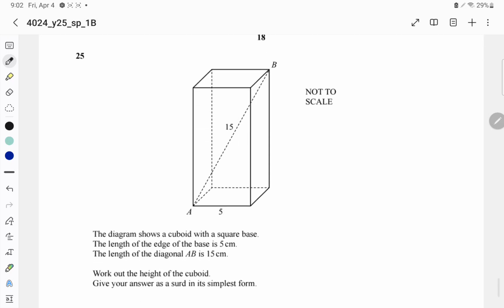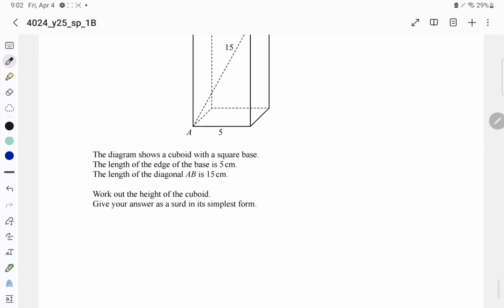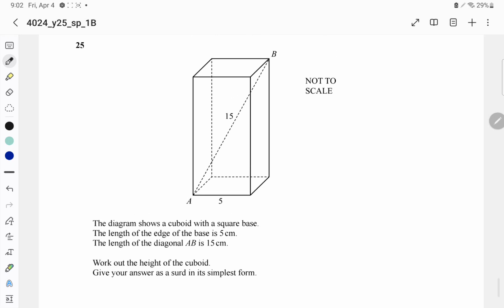3 marks question. The last part question, this is 3D trigonometry. Now in this question, work out: the diagram shows a cuboid with a square base with 5. The base is square, it means that each side is 5 centimeters. The length of the edge of the base is 5 and the diagonal AB is 15. Find out the height of the cuboid. Easily we know that if I find out the diagonal of the base, I can easily find out the answer.